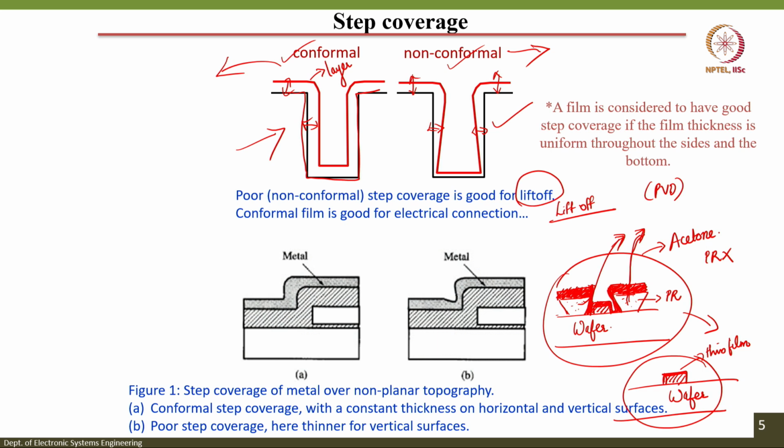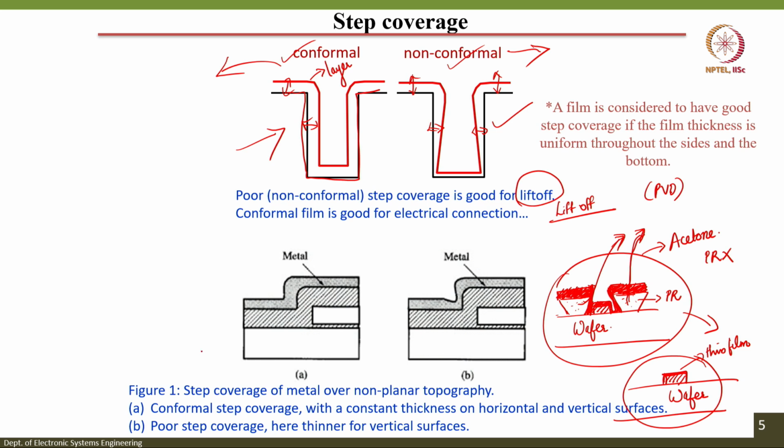If there is a lift-off process in your process flow, you would prefer to have a non-conformal deposition of the thin film so that it is more or less easy to remove that particular layer. And if there is a normal lithography and a normal process flow, normal in the sense that it is not a lift-off technique, in such a process you would like to have a conformal deposition, and in that case you would prefer to have chemical vapor deposition as the thin film deposition mechanism adopted.